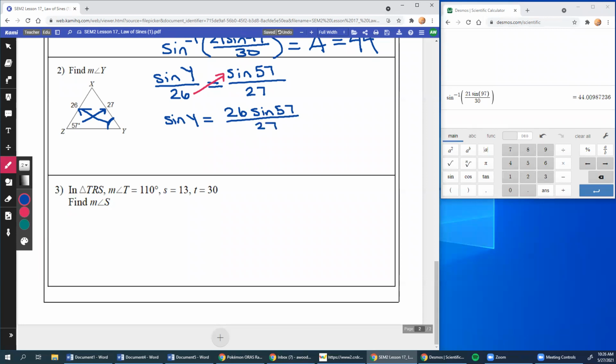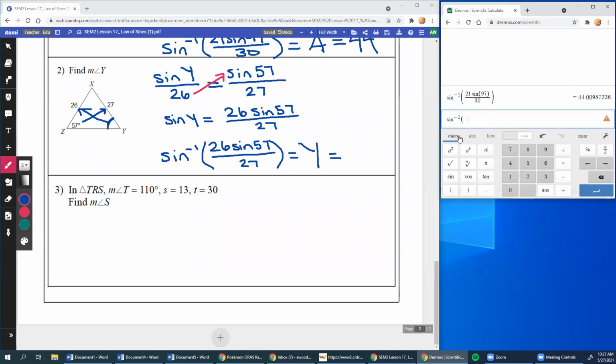And now inverse. The inverse sine of all of that. 26 sine 57 over 27 is going to be equal to angle Y, which, calculator, function, inverse sine of 26 sine 57, close one parentheses, divided by 27, and 53.8. So we are going to round up to 54 degrees.